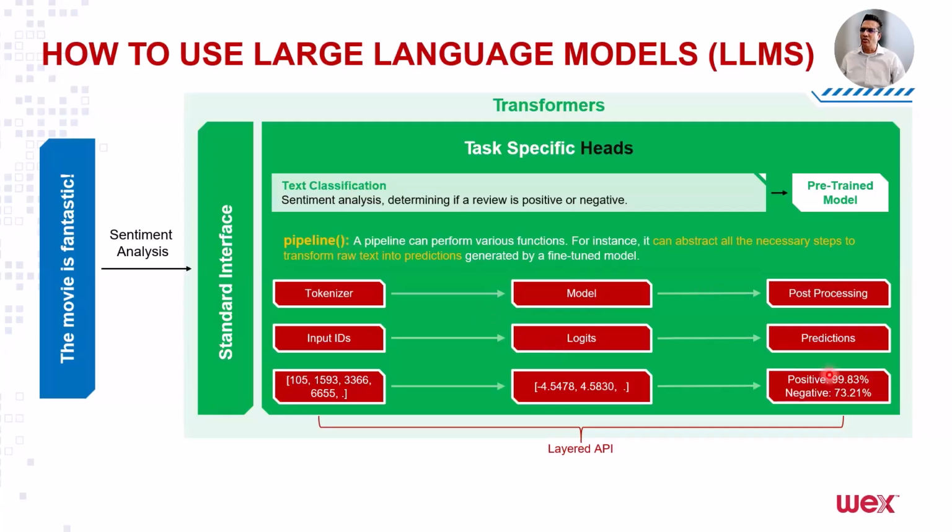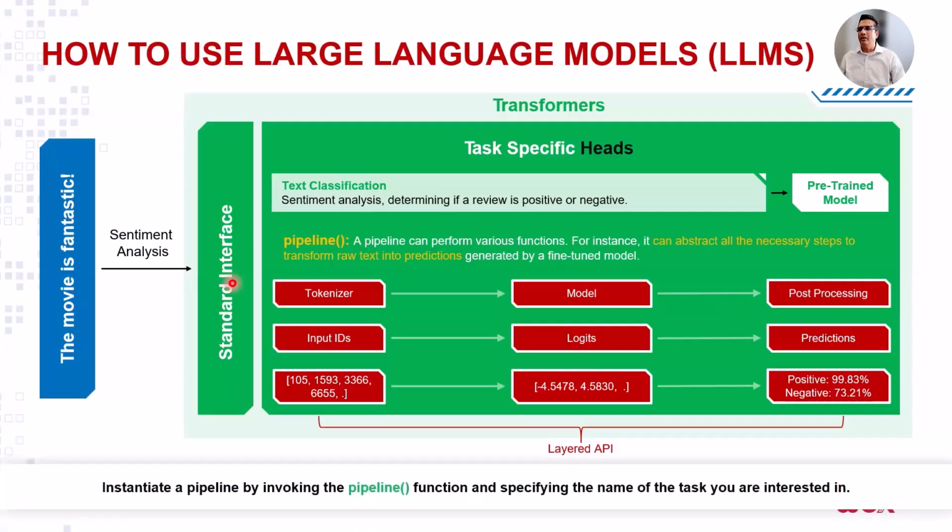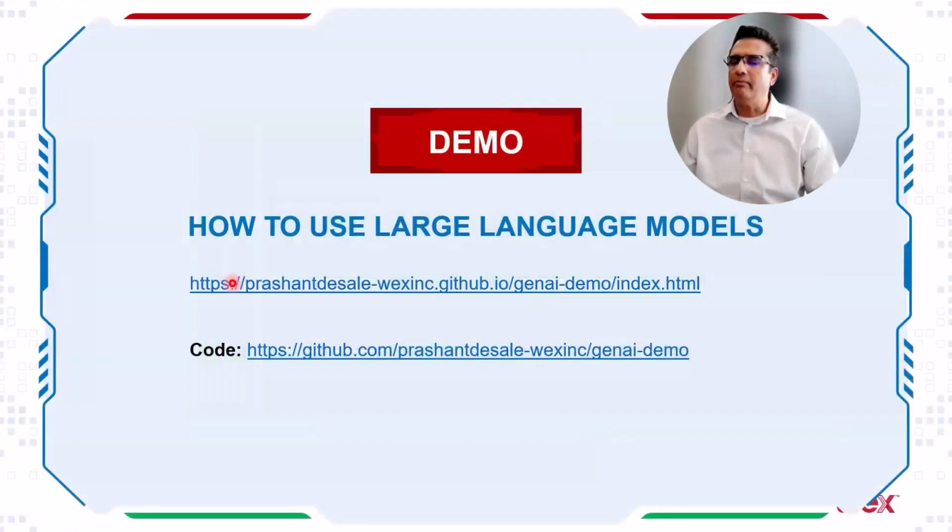It actually abstracts all these different layered APIs, and it simplifies how you can use that pipeline function and get the answer that you want. So all you need to do is instantiate that pipeline function, specify the name of the task, provide the input, and you'll get the answer. It's as simple as that. So let's get into the demo.